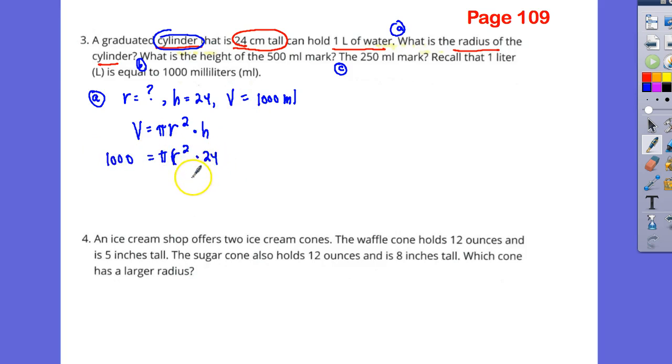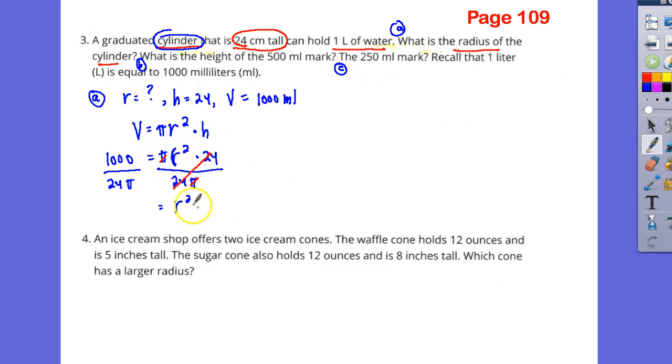So now we have to solve for r. That means we want r to be by itself. So if you look on the right side, you have to get rid of 24 pi. Right? So I'm going to divide both sides by 24 pi. So now I'm going to have r squared. The pi is gone.